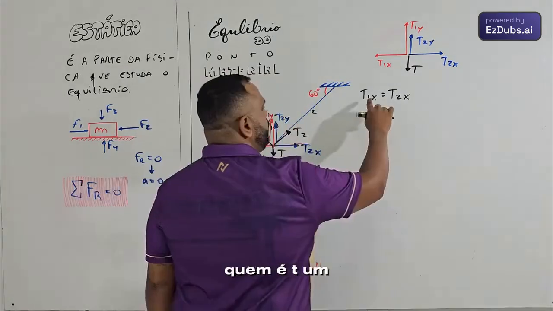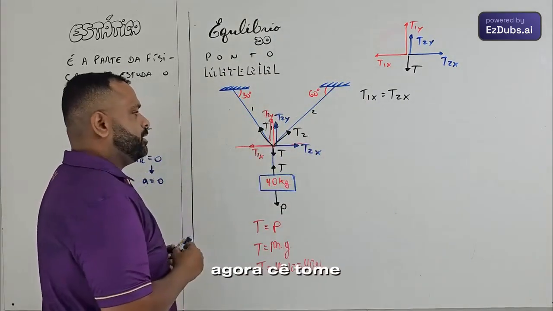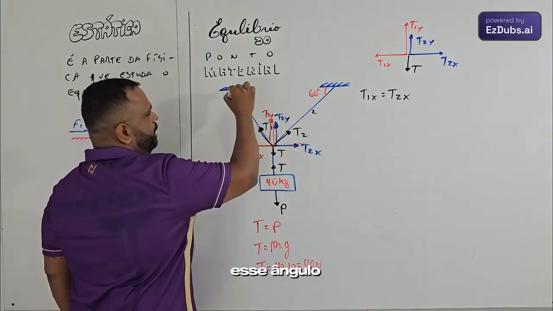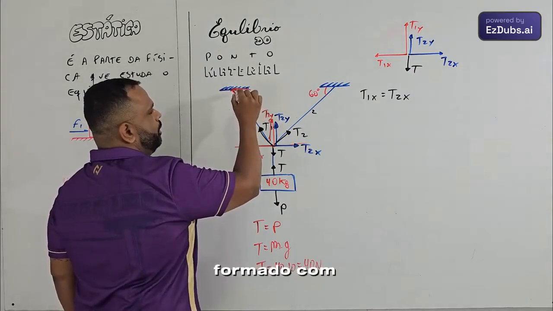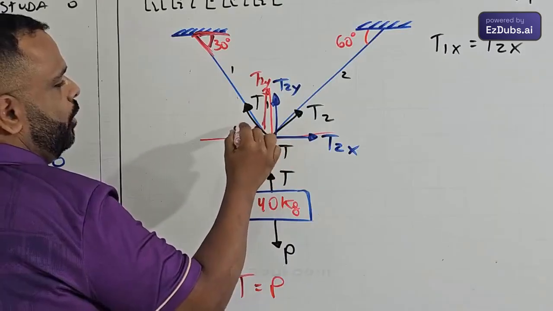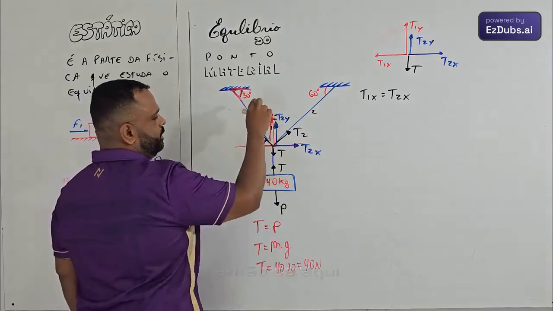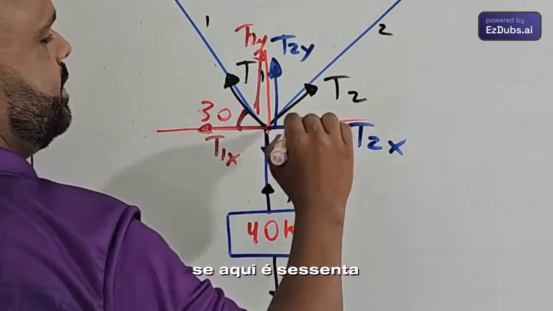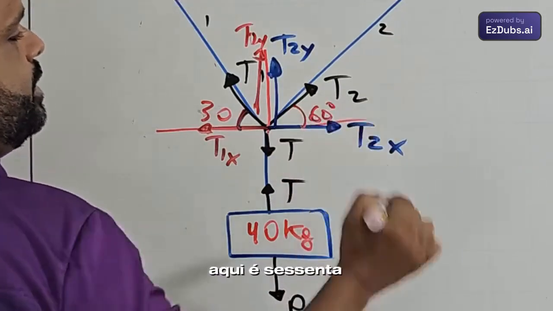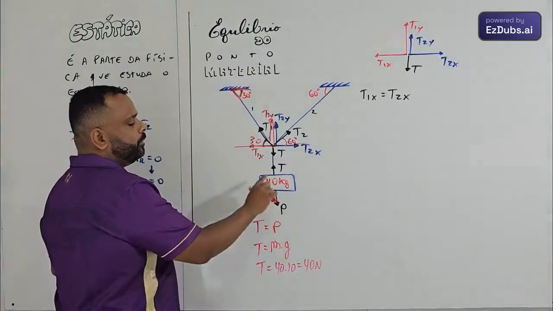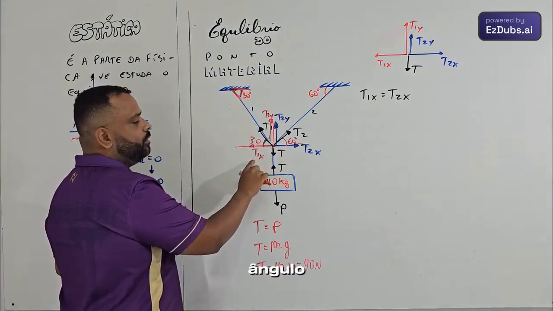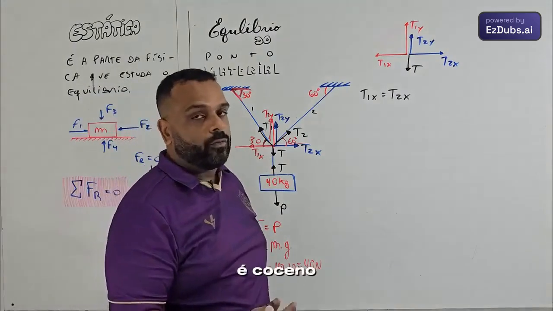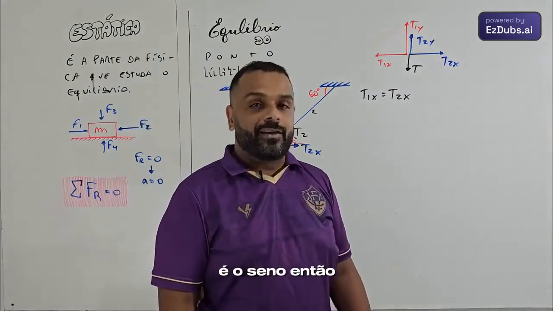Come here, who is T1 now? This is where I want you to be very careful with this angle, right people? It is being formed with the horizontal. So he's here with this horizontal. So if here is 30, this little piece here is 30. If here is 60, this little piece here is 60. So, come on with me. This X has this angle. If it is with, it is cosine. If it is without, it is the sine.